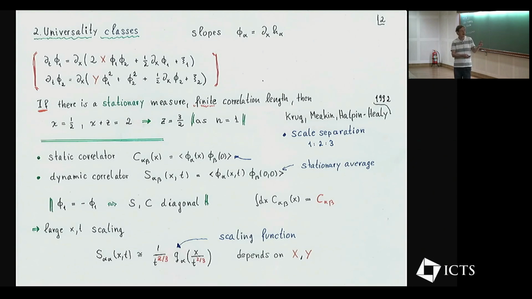You see, for every x and y, I could have a different scaling function. If I had a different scaling function for every x and y, I would have many, many universality classes. They all have the same scaling exponent, but different scaling functions. Okay, so now we want to explore this.